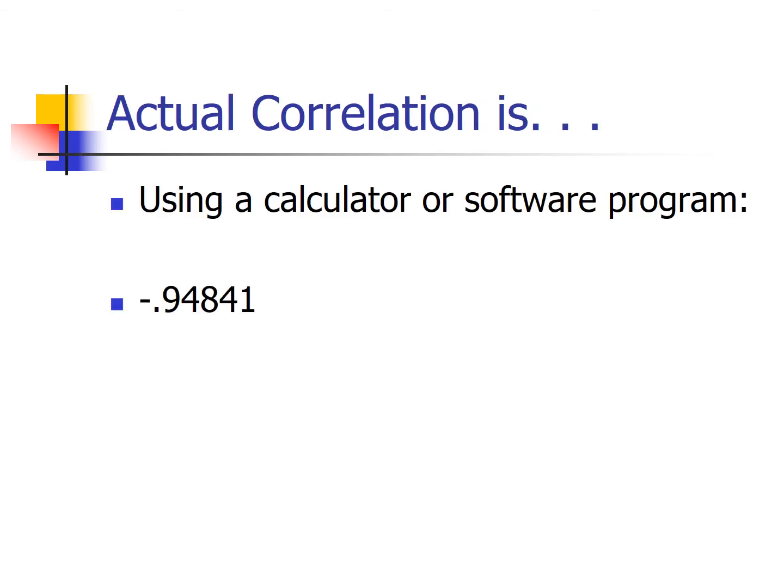If we put the observations from that second slide into a calculator or some software program, it would tell us the correlation is negative 0.94841. So let's just go ahead and call that negative 0.95. That is a very strong negative relationship.